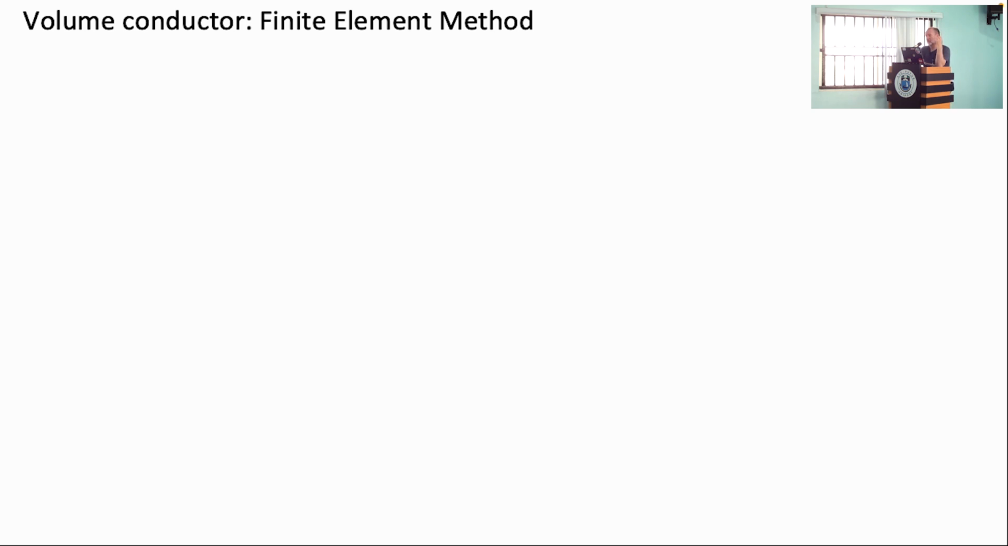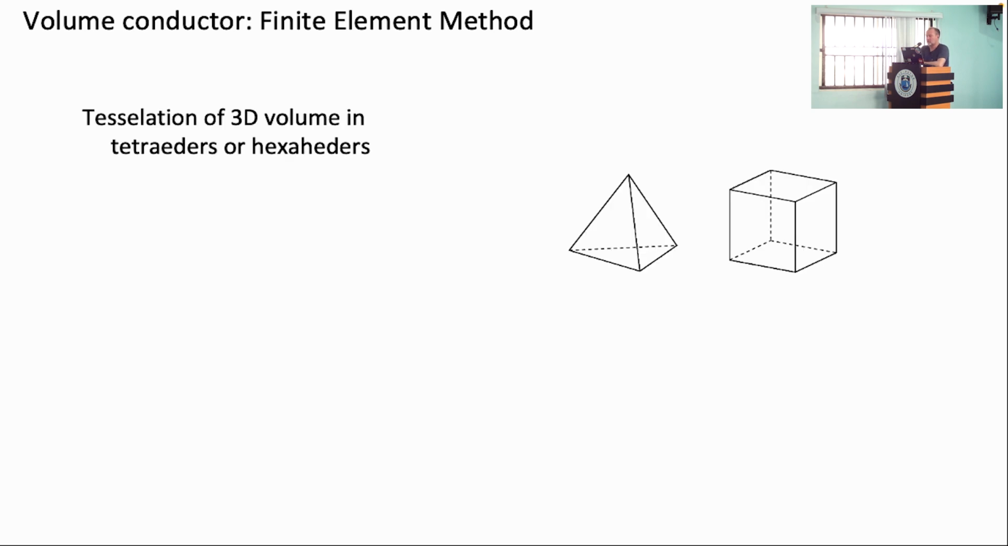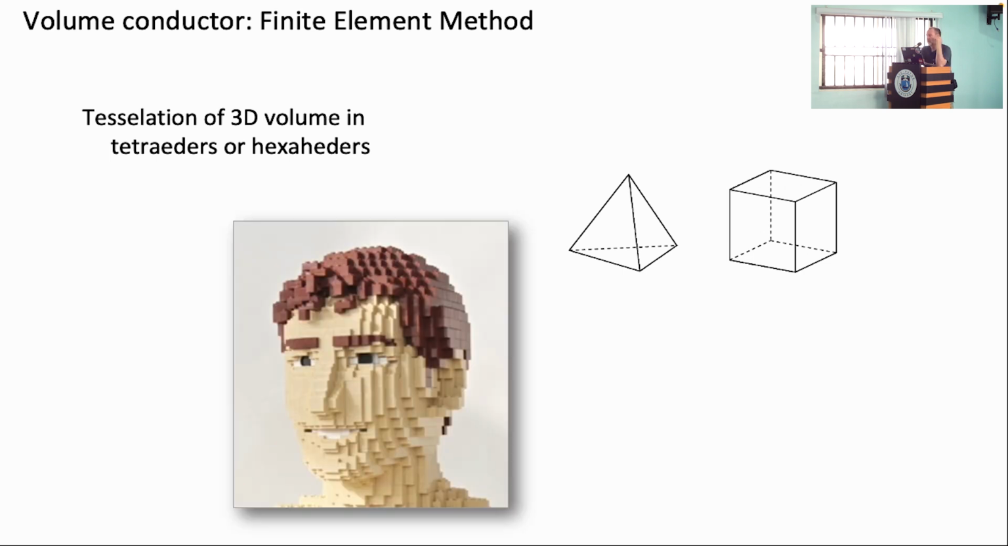The second technique that I mentioned is the finite element method. And in the finite element method, we use small elements, and we would typically use tetraheders or hexaheders. So a hexaheder is basically just a cube, and a tetraheder is like a pyramid that has 4 corner points. So not 5 corner points like a regular pyramid, but it has 4 corner points. And the advantage of using these shapes is that we can make arbitrarily complex geometry. So this is a head that is built from Lego bricks. And what you can imagine is that we use these hexaheders and tetraheders as if they were Lego bricks.